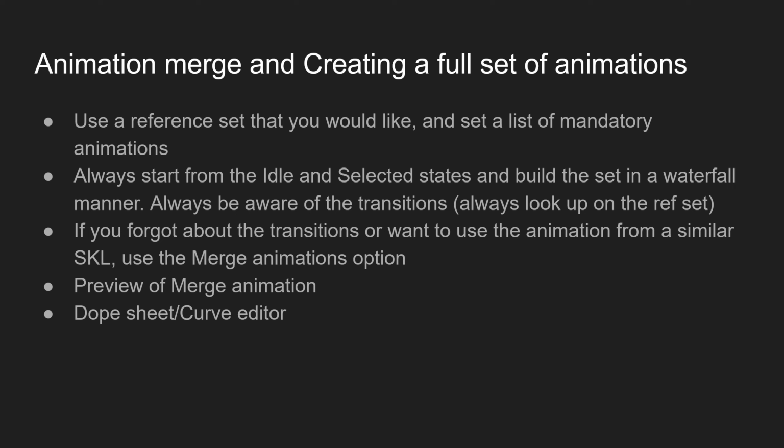Right, so things to look out for when you're creating a full set of animations, especially for your own SQL. Like I said in the previous video, use a reference set that you would like, and a set of mandatory animations. Like I said before opening this course, when I made the banner carrier, I took as reference the banner carriers from the good factions. And my mandatory set of animations was the final one. But what I ended up doing was the 22 animations that the original banner carrier has. So I know what animations I need at the end of the day. So I have a list.